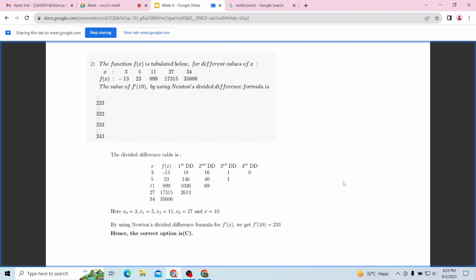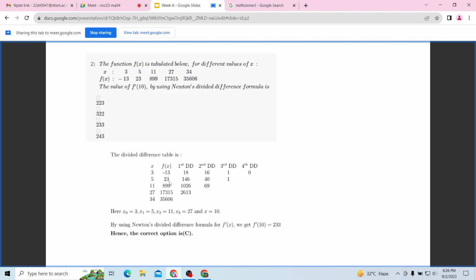that's correct. So first we'll calculate the divided difference table. For that we will arrange the values of the column x and column f of x. Then we will calculate the first divided difference column. For that, just subtract minus 13 from 23 and divide it by 5 minus 3. So it will give you 18.